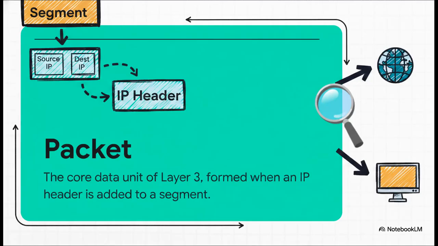Now, you've probably heard the term packet a million times, right? Well, this is where it's born. When data comes down from the transport layer, it's just called a segment. But once Layer 3 slaps an IP header onto it, which contains the source and destination IP addresses, it officially becomes a packet. This packet is literally the ultimate vehicle carrying your data across the internet.